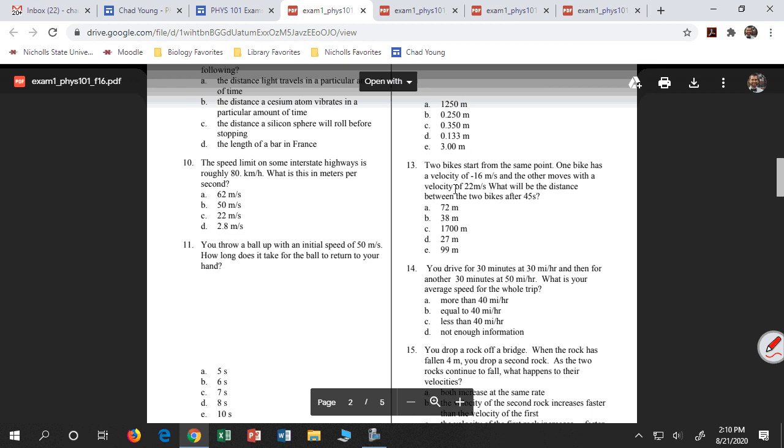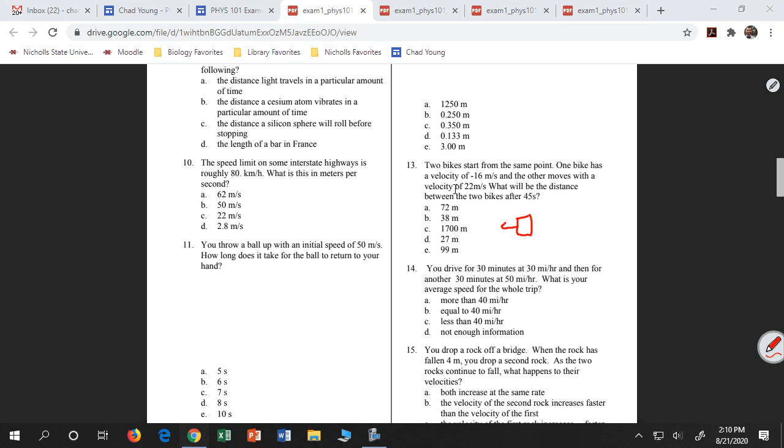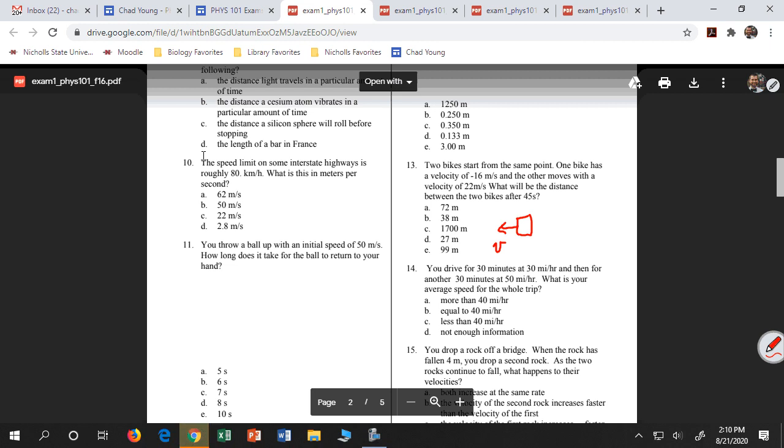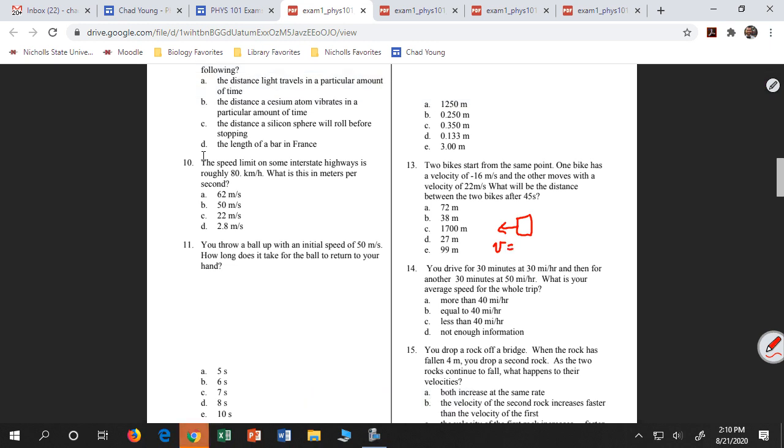Oh, here it is, number 13. In this one, the two bikes, one of them was traveling at minus 16. This, by the way, is fall 16 exam 1. The speed was 16 meters per second, but because it's negative, I know it's moving to the left. And the other one had a speed of 22 meters per second, but because it's positive, I know that it's to the right. So that's just the direction it's going. Yeah, the sign gives the direction.